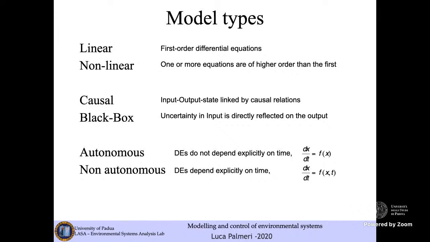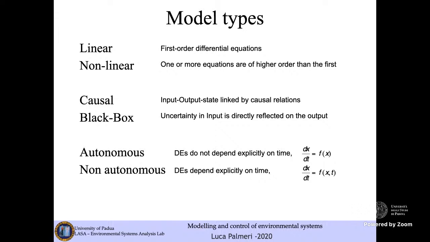In practice, most models are gray box, in between causal and black box, meaning that for the relationships we know and can apply, we use a causal relation, an input-output linked relationship. For those aspects that are uncertain or for which our knowledge is very poor, instead we use a black box description. And then a final but very important distinction is that between autonomous and non-autonomous systems.